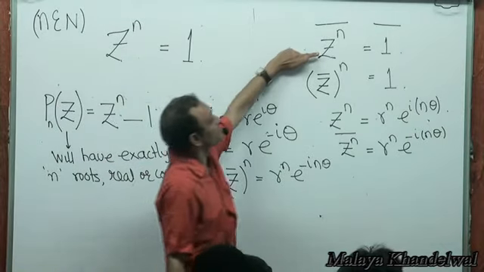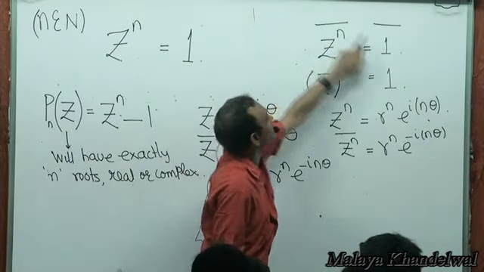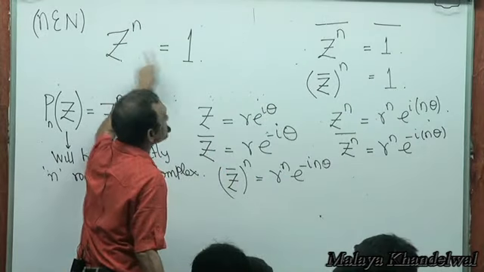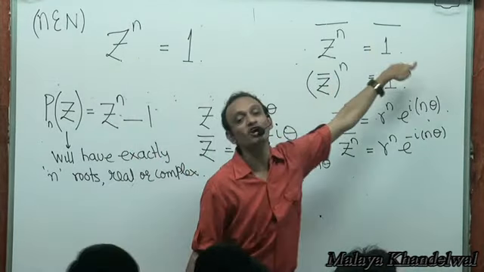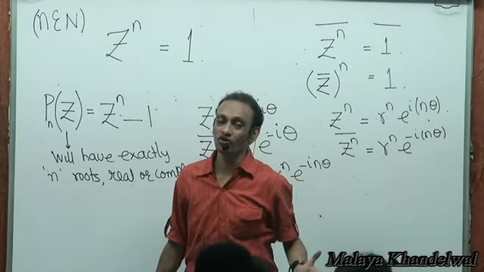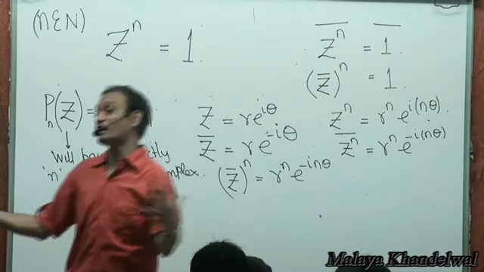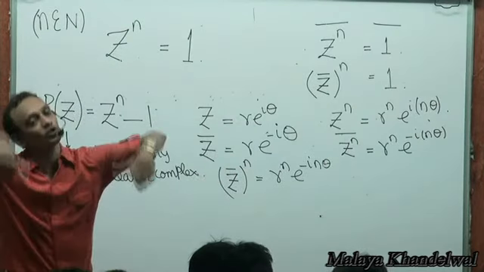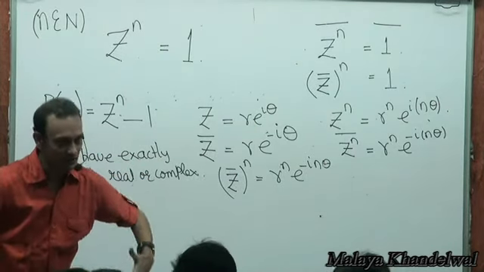So this clearly justifies it. See, if bar of z to the power n is 1, z bar whole to the power n is also 1. That means if z satisfies this condition, z bar also satisfies this condition. Yes or no? So z and z bar will always occur in pairs. If z is a root, z bar, its complex conjugate, will also be a root of this polynomial. Clear?